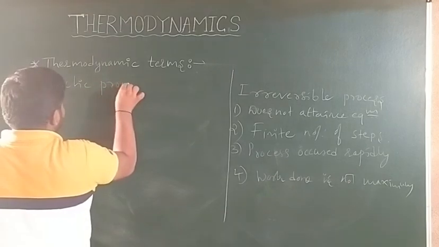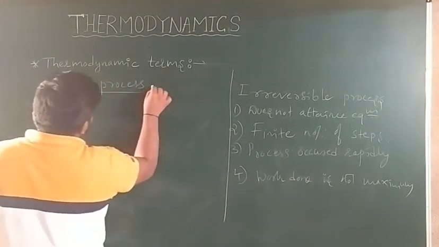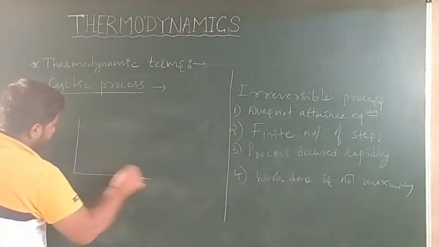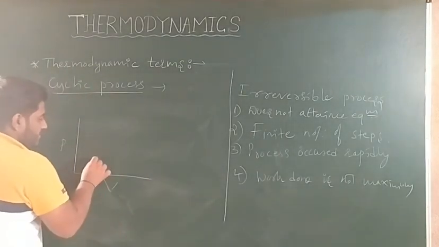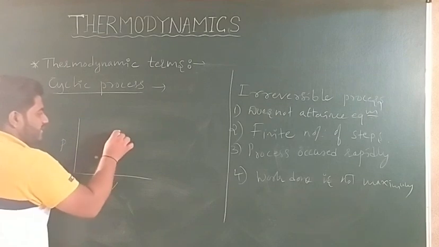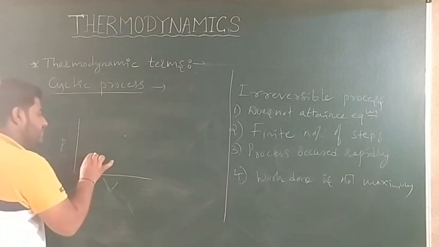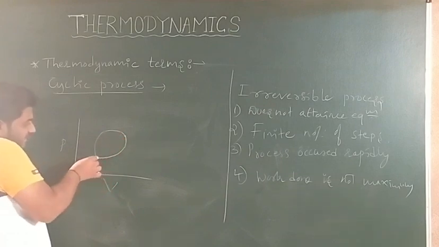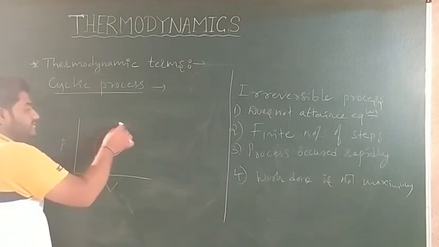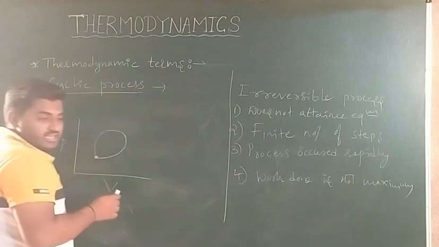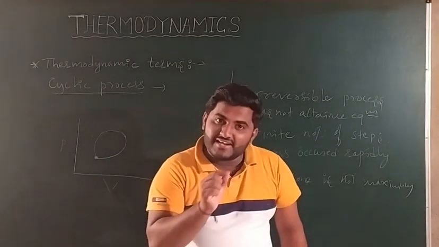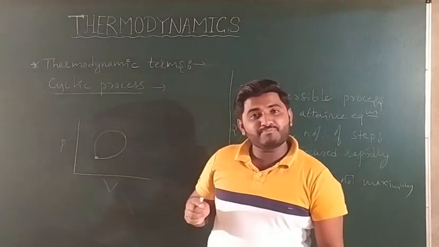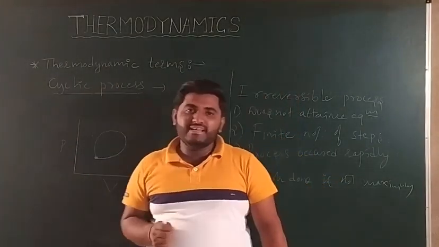Cyclic process. Cyclic process means, you know already the PV diagram, pressure versus volume diagram. So here this is an initial point, this is a final point. The system moves like this up to the final point, again it returns back to the initial point. So here this is called a cycle. Wherever the system starts to move, again it attains the same position. If such a process is there, then that is called a cyclic process.